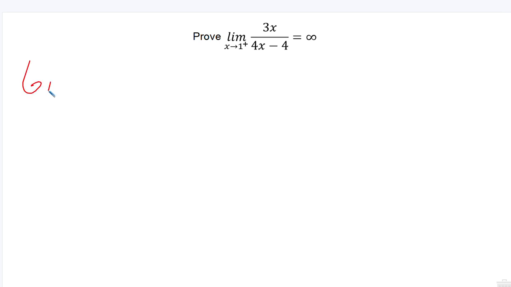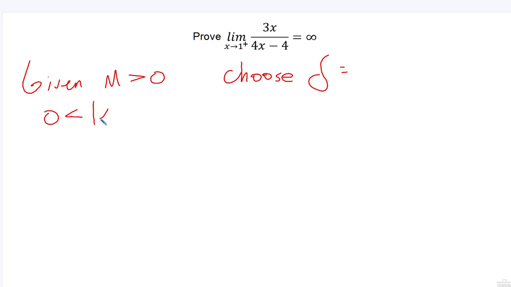Our proof's going to start out with our given, that we have some M that is greater than 0. And we're going to need to choose some delta, which we don't know offhand at the moment, but we'll figure it out as we go through. And we should start with 0 is less than the absolute value of x minus 1 is less than delta.